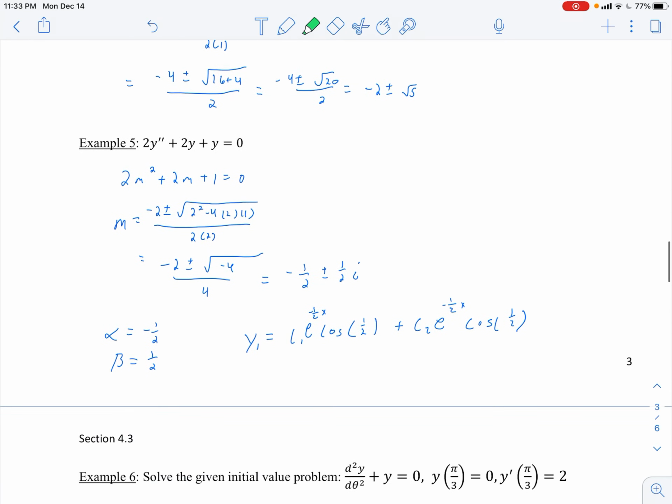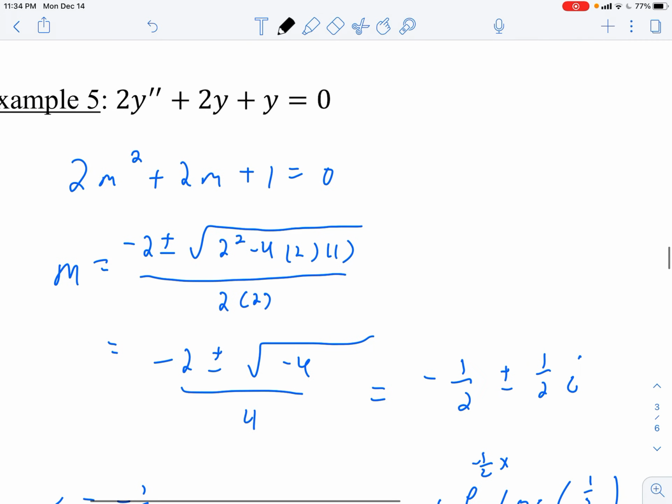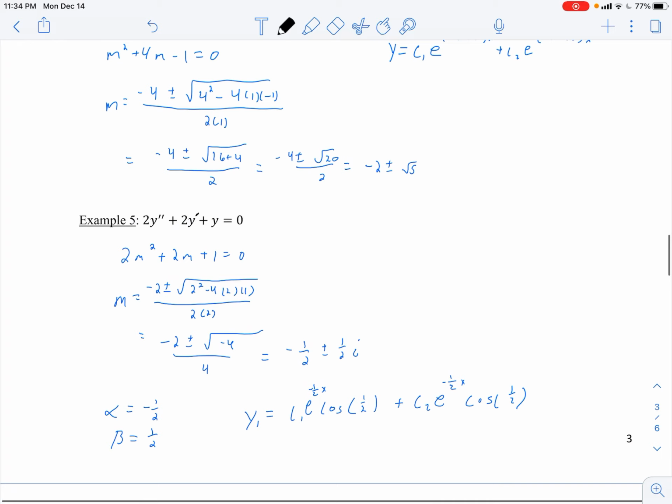Alright, lastly, we have imaginary or complex roots. So we have 2y double prime plus 2y plus y. So first off, you need to fix this. That should say 2y prime there. So go ahead and make sure that you fix that. Alright, now 2m squared plus 2m plus 1 equals 0.